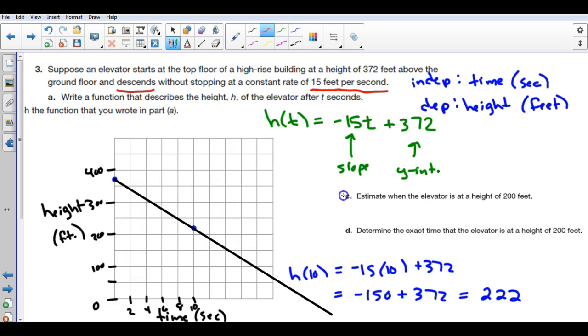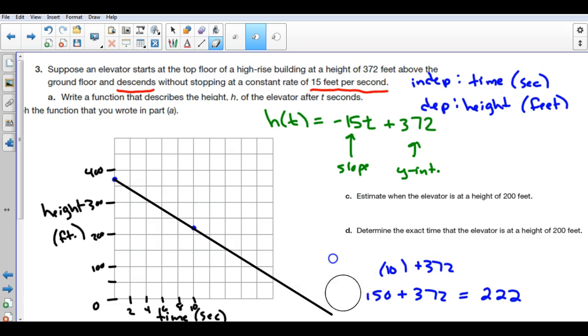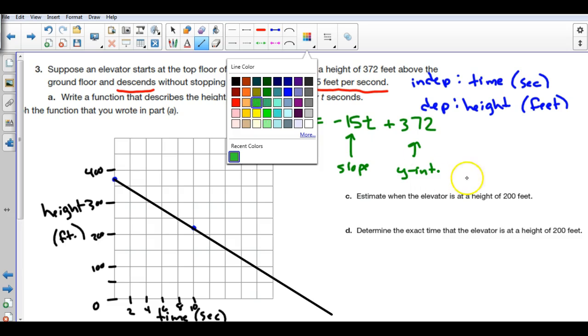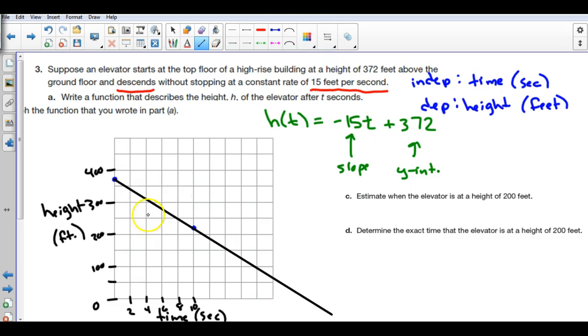So what it says for part C here is estimate when the elevator is at a height of 200 feet. So what I'm doing for part C is giving you a height, and I want to solve for a time. So when the elevator is at 200 feet, we want to figure out what the time is. So what I'm going to do is draw a line going straight across here at where 200 feet is. And wherever it crosses where our elevator is, I'm going to draw going straight down, and I'll make an approximation.